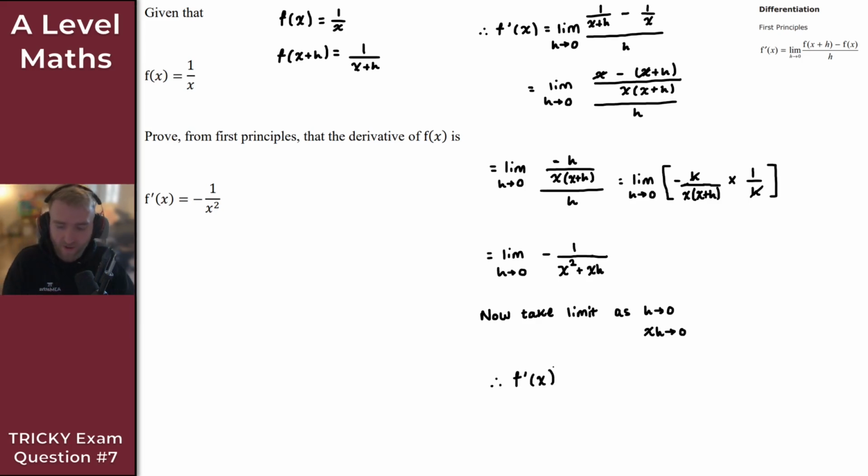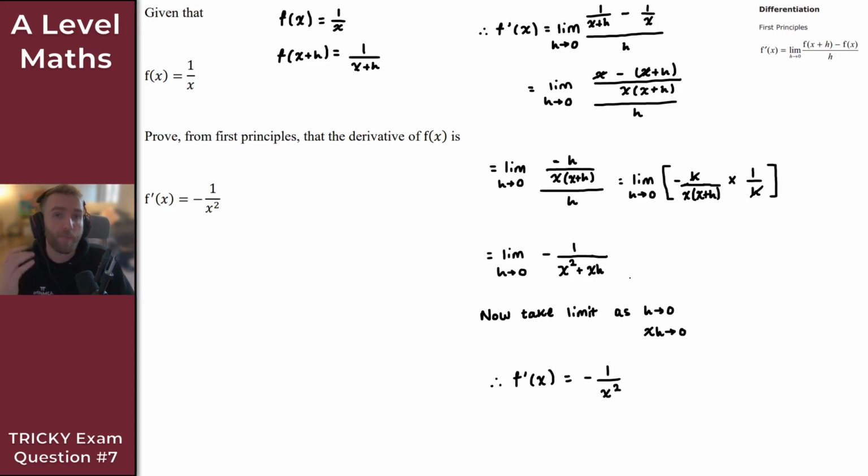So we get f prime of x here is equal to minus 1 all over x squared, exactly as we require, right? As we can see here, we wanted to prove from first principles that the derivative of f of x is this here. And we've arrived at the exact same result, right? Because this part here basically just disappears. You can think of it as just cancelling out. So we just get left with minus 1 over x squared, right? And that's once we take the limit as h tends to 0.